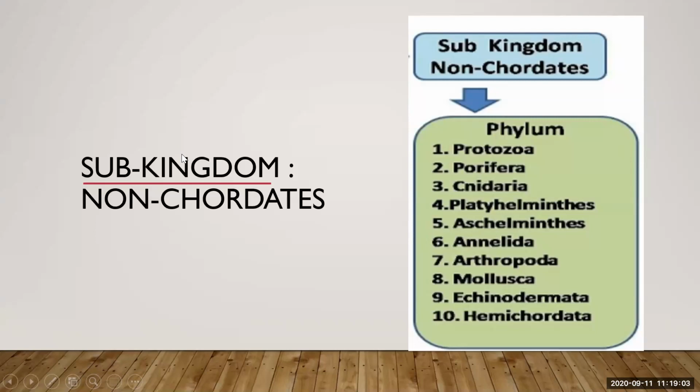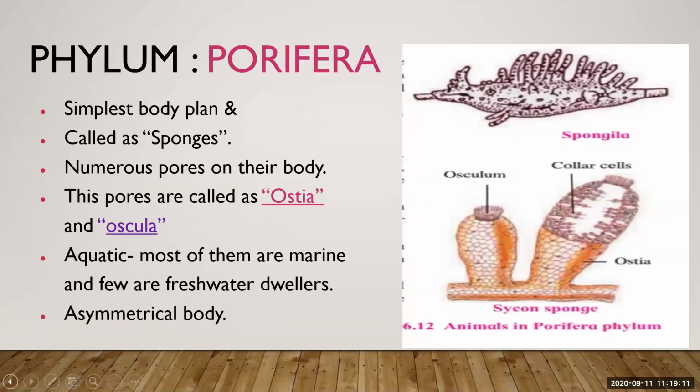So these are the 10 phyla of the subkingdom non-chordates. Okay, in that we will go for the first phylum, Porifera. What is Porifera? See, here you can see the picture. This is the phylum Porifera of the subkingdom of non-chordates. They have the simplest body plan and are called sponges.